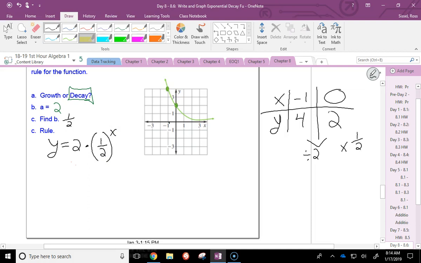Remember, do not multiply your a and b. So don't say it's y equals 1 to the x power. These stay separate. A is your y-intercept. So y equals 2 times your b is 1/2, and you're putting the exponent with that b. That's why you have to keep them separated.